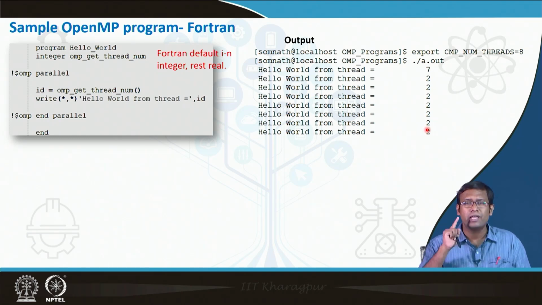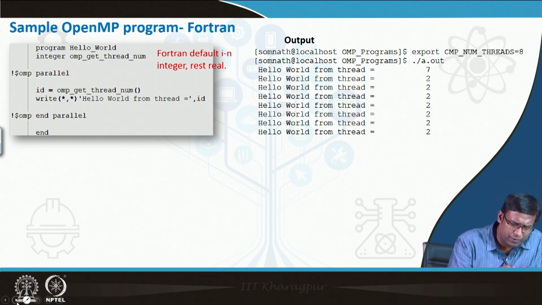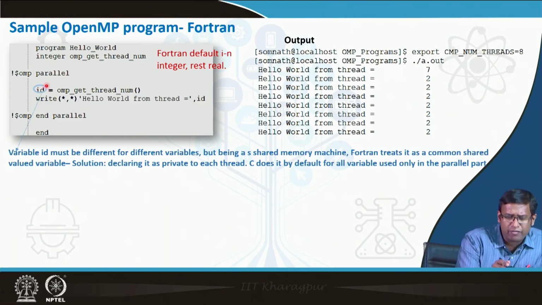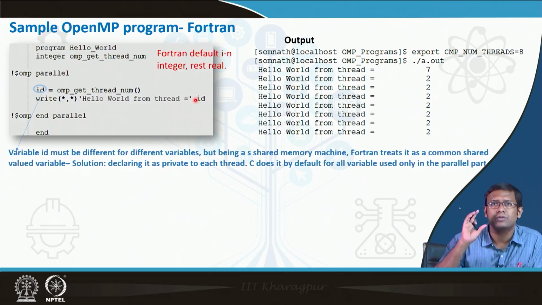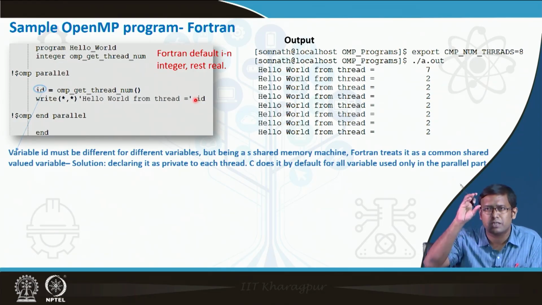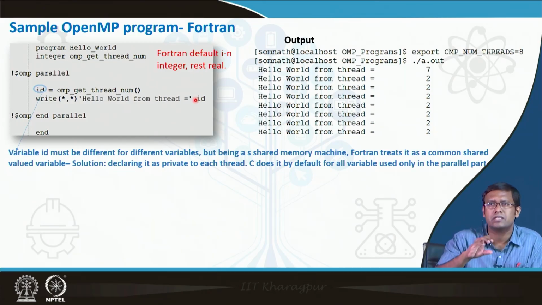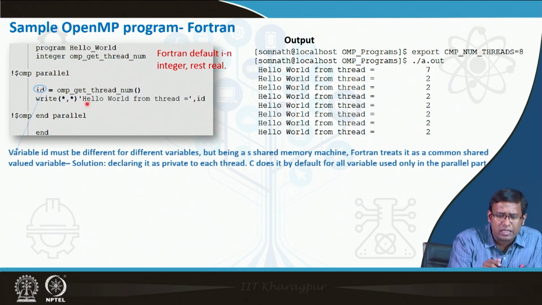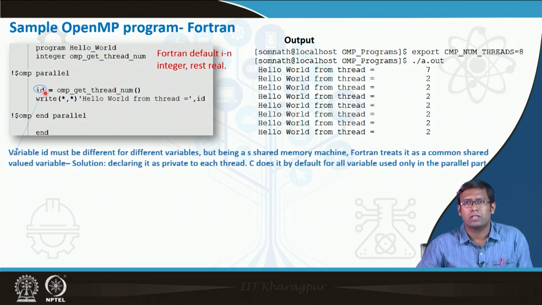And this is very interesting. We will look into it in the next lecture also. The variable ID that is being written is in a shared memory system. So this ID is being shared, written in the common global address space. When each thread tries to write ID, it writes the variable ID which resides in the shared memory. Therefore, the value of ID is the same for all the threads.